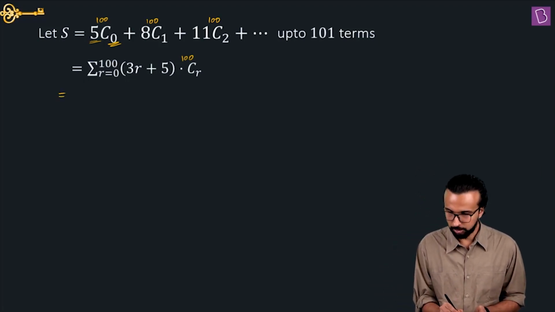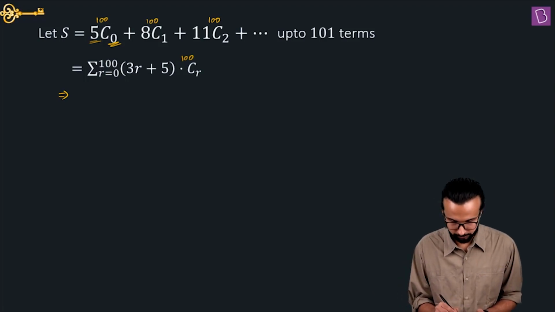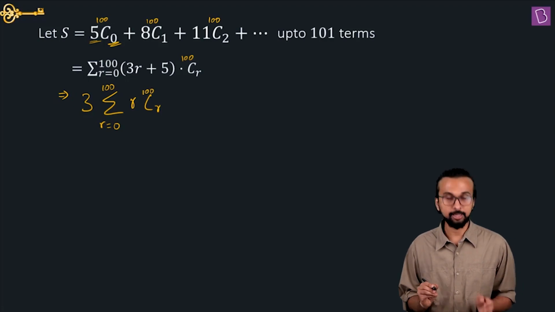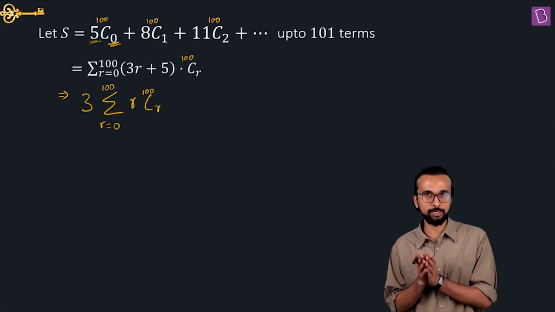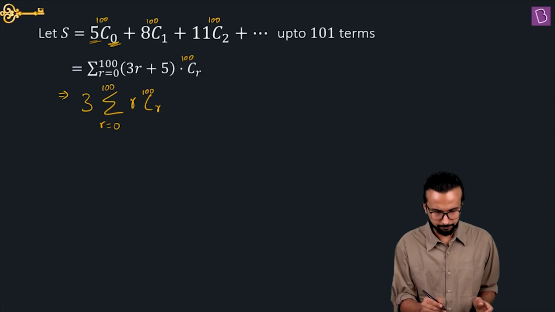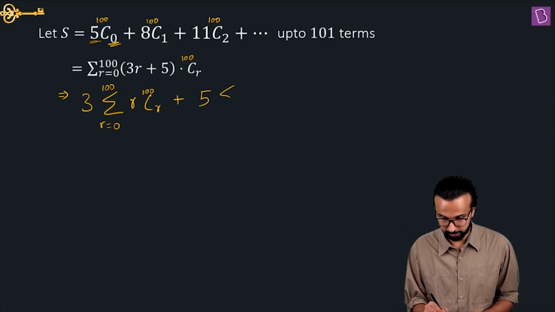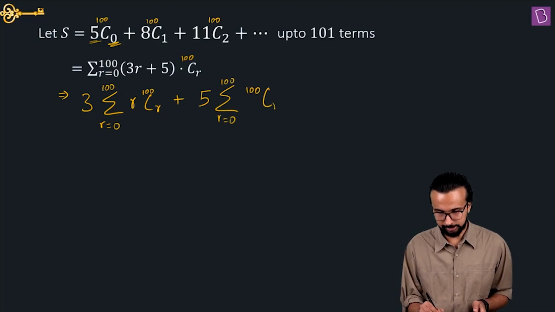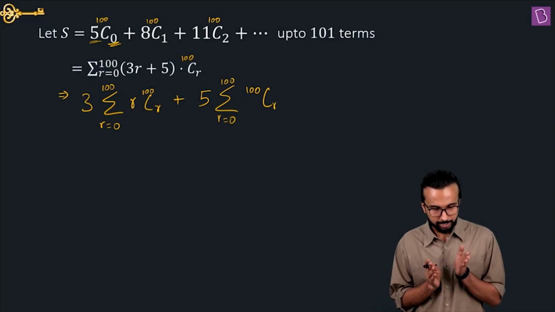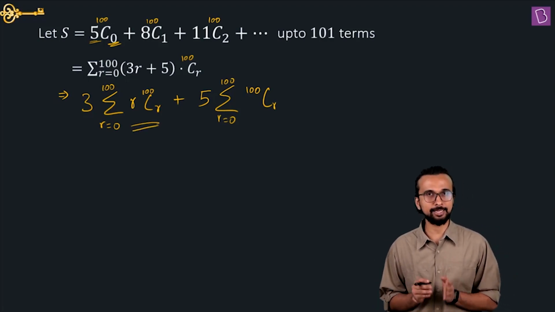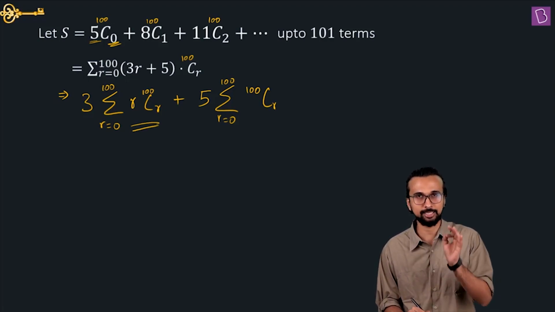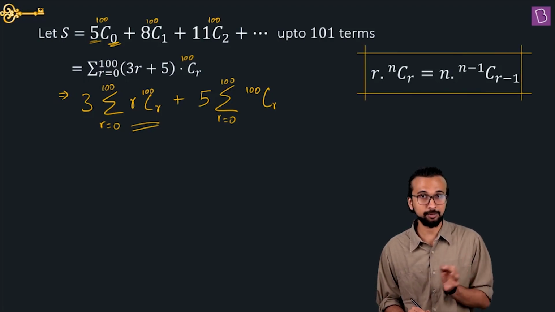Now, how do we calculate this? I'll split this into two parts. The first part is 3 into sigma R equal to 0 to 100, R into 100CR. It was 3R into 100CR; 3 is a constant, so I simply took it outside. Next, plus 5, which is a constant, I take outside the sigma, R equal to 0 to 100, 100CR. Now, here R into NCR is there. How do we get rid of R in the numerator? I write R into NCR as nothing but N into (N minus 1)C(R minus 1).